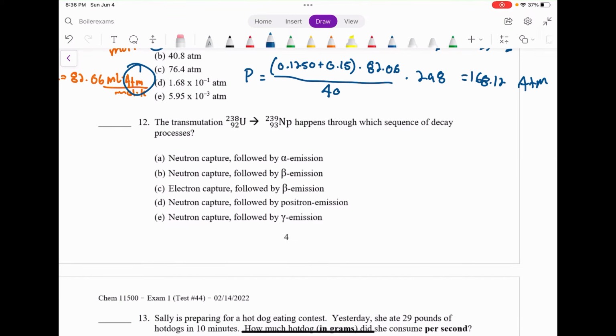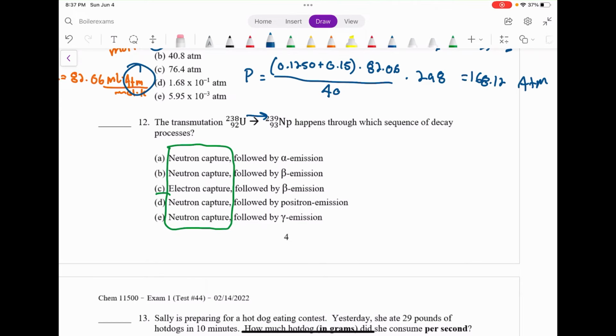Problem 12. The transmutation from mass number 238 uranium into 239 neptunium, whatever NP is, happens through which series of decay processes? Let's look at our answer choices first. All of them start with neutron capture, other than C. And what do we want to happen? From the whole step, we want our mass number to increase by 1.